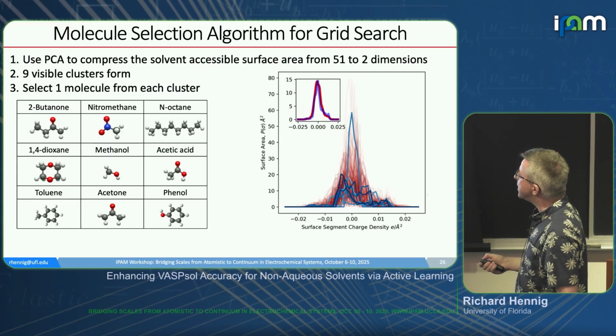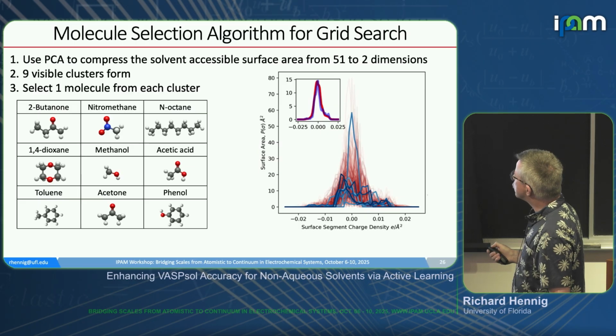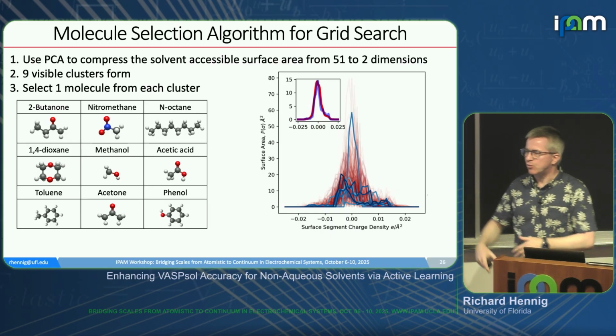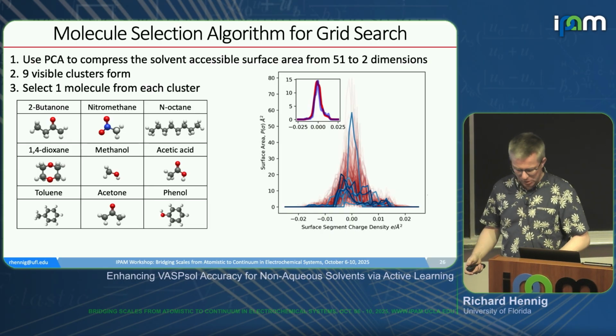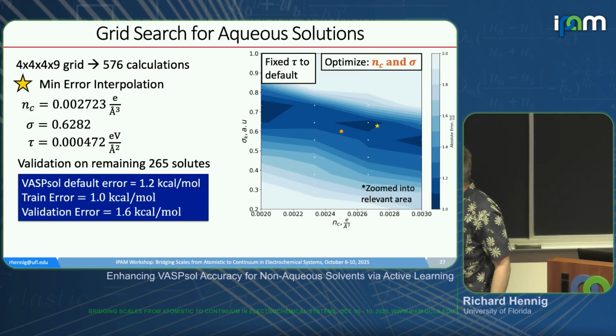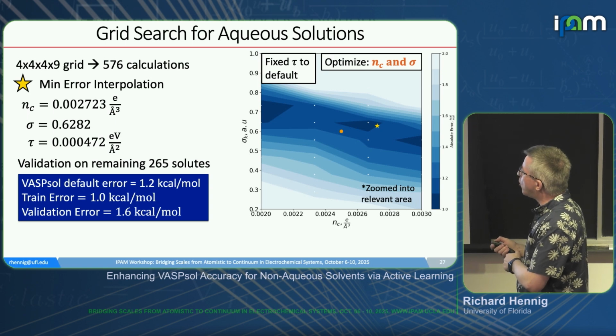When we plot the sigma profiles of those 9 and show them against all of them, and also show the sum of them, we see they actually represent the overall distribution quite well. So they're probably better than just randomly picking some, with outside information about the surface. Then we actually did the calculation. We used a 4x4x4 grid on those 9 solute molecules in water. That's 576 calculations, so a moderate number.